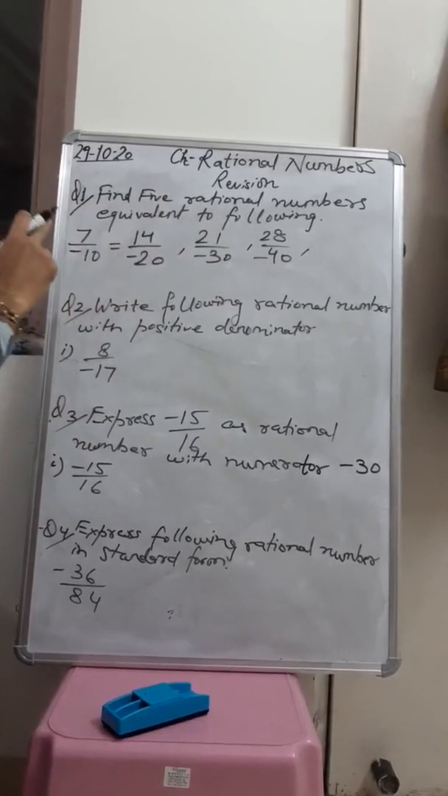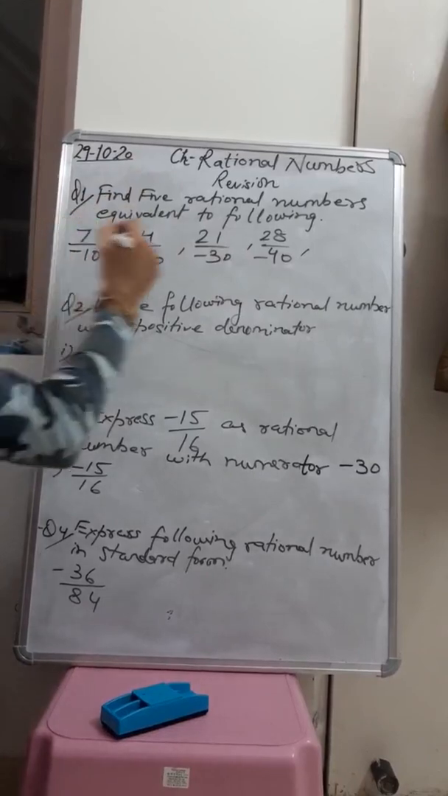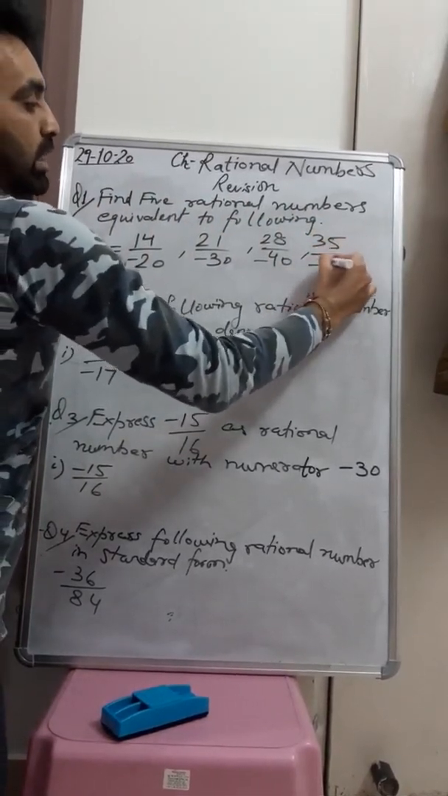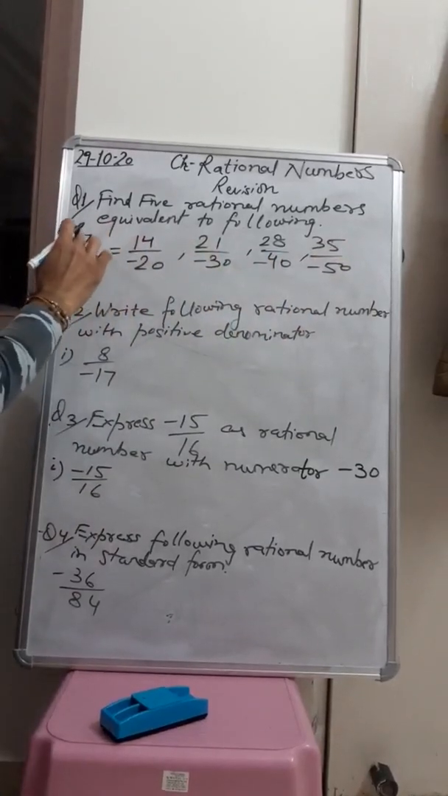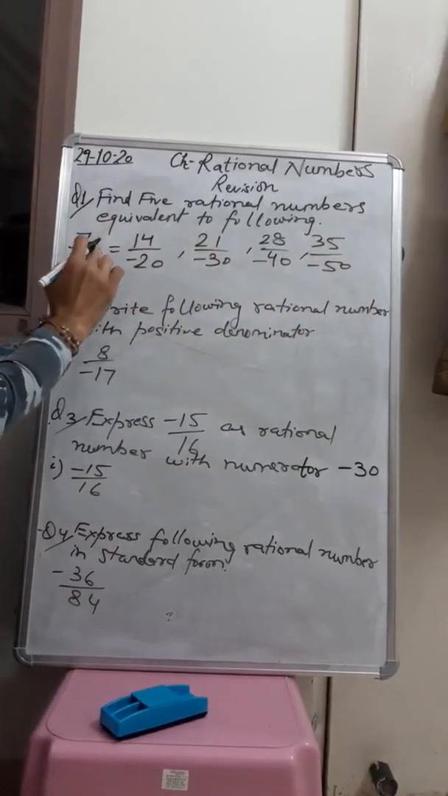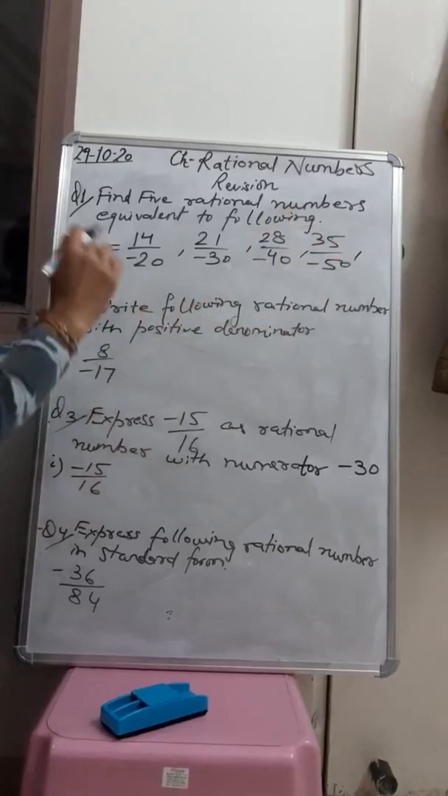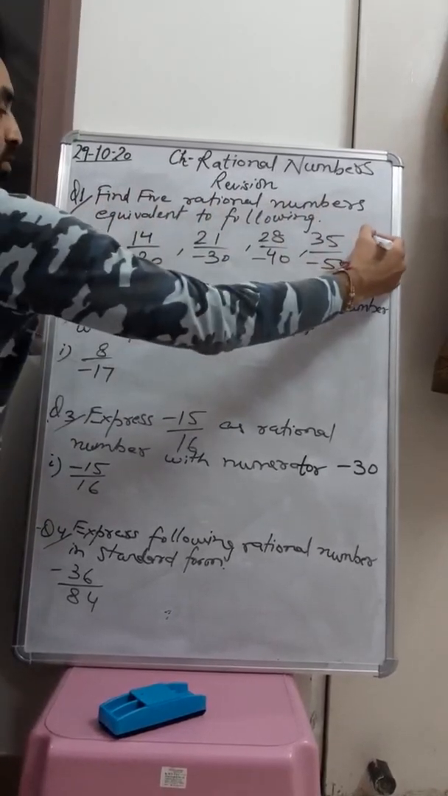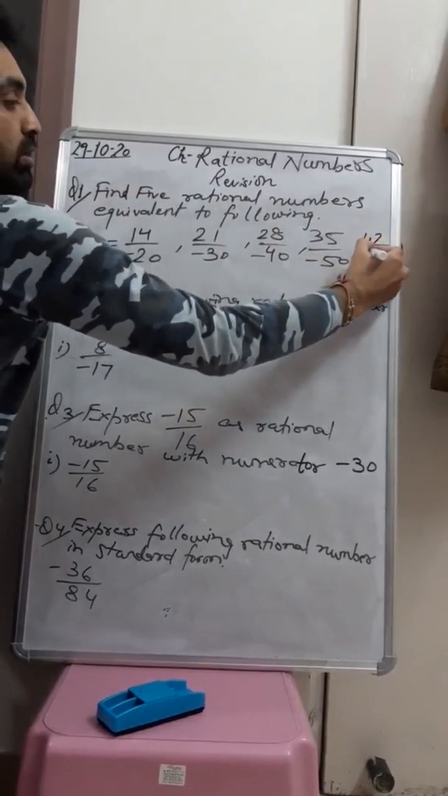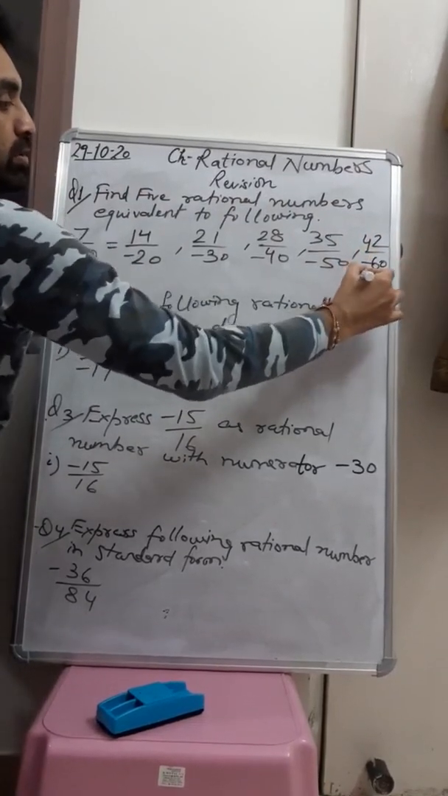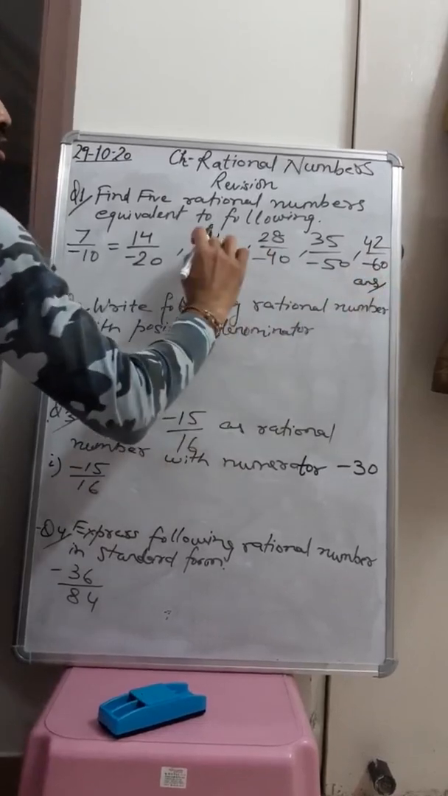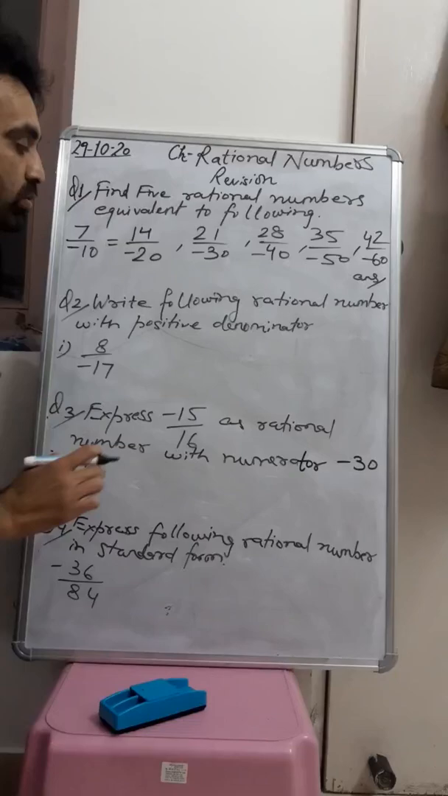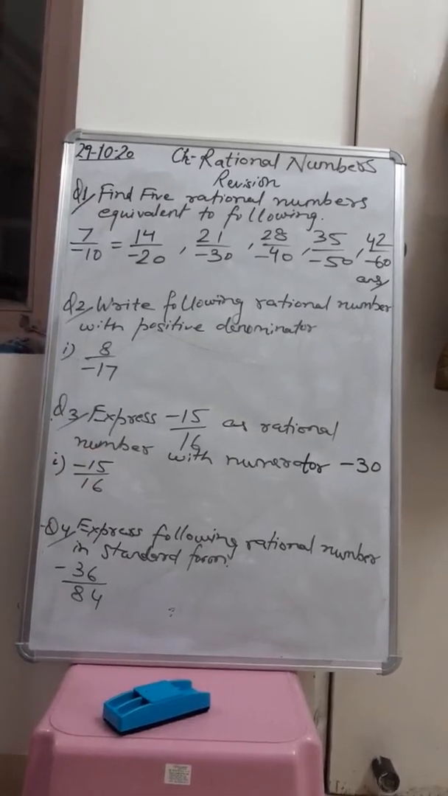Fourth equivalent, you have to count with the table of 5. So 7 5s are 35 upon minus 50. That means you have to multiply both numerator and denominator with the table of 5 times. Now next equivalent you have to count the table of 6 times. This gives you 42 upon minus 60. So this is your all 1 2 3 4 5. All 5 are equivalent to 7 upon minus 10.